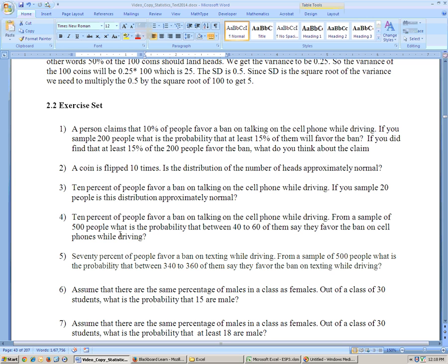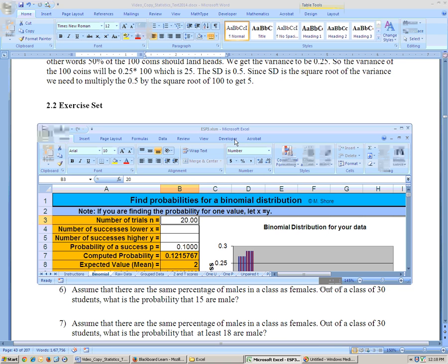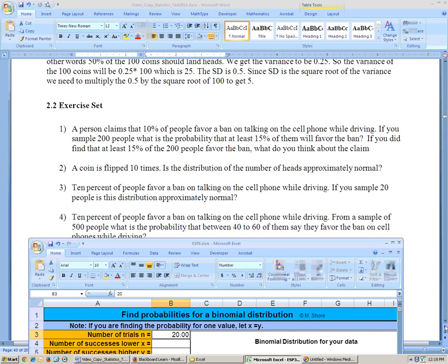Problem 4 says 10% of people favor a ban on talking on the cell phone while driving. From a sample of 500 people, what is the probability that between 40 to 60 of them say they would favor the ban? Well, I'll tell you what, let's shrink this down so we can see the question as we're doing it. Let's move this up a little bit.